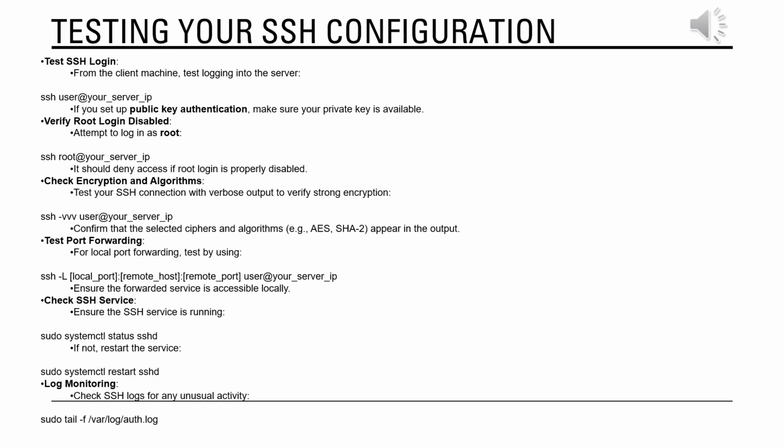Alright guys, so next we're going to be talking about testing your SSH configuration. One of the very few things that you want to do when testing your configuration is test the login. This is from the client machine, testing the login into the server by using this code that you see on the screen. If you set up public key authentication, make sure your private key is available. That's very, very important.